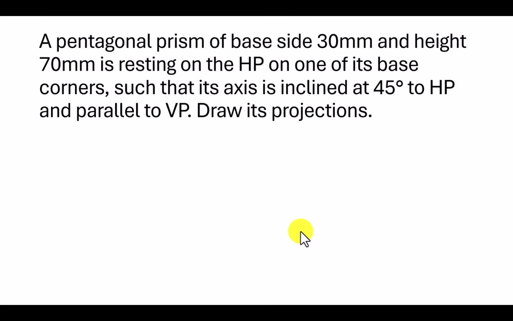In this video, we will learn how to create a pentagonal prism with a side of 30 mm and height 70 mm, resting on the HP on one of its base corners with the axis inclined at 45 degrees to HP. Since the axis inclination is with HP and parallel to VP, we have to draw the profile on the horizontal plane, that is the top plane.